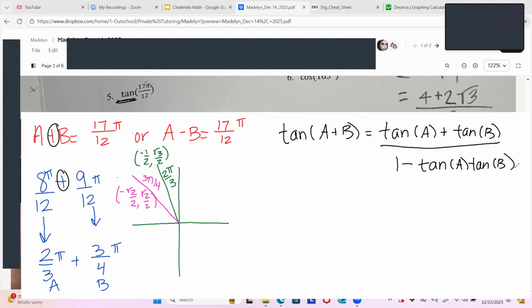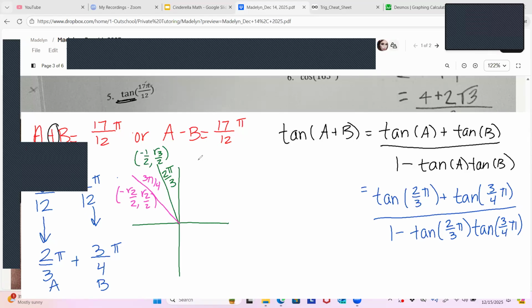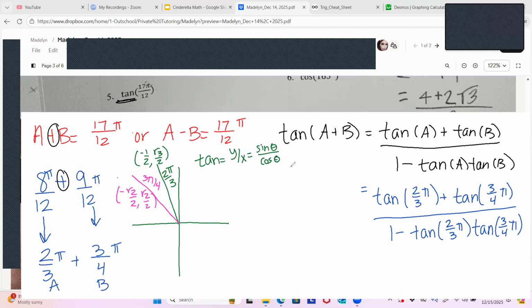Of course, you could look on the reference sheet. Okay, but our A is 2/3 pi. So we are going to have tan of 2/3 pi plus tan of B, which is 3/4 pi, all over 1 minus tan of A, but our A is 2/3 pi, times tan of B, which is 3/4 pi. Now, back to the unit circle, it does not give you tan. So from the previous question, remember tan is y over x or sine of your angle over cos of the angle. Either way, it doesn't matter. So this is x, this is y.